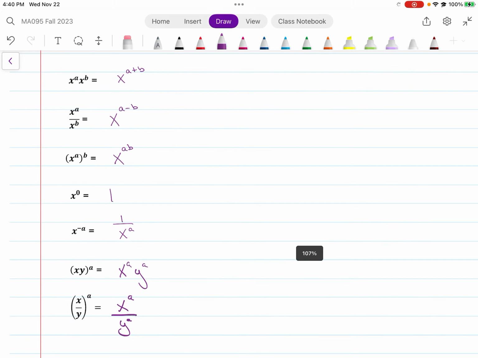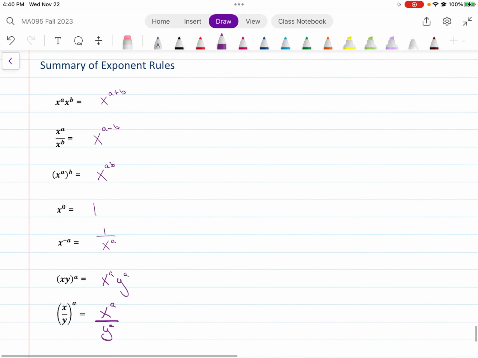All right, so hopefully you've got those in your notes now, and you have them in a place where you can find them easily, and you'll use them regularly.